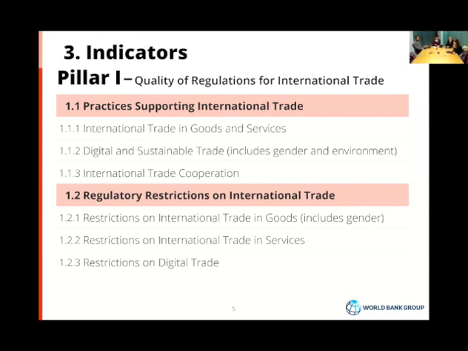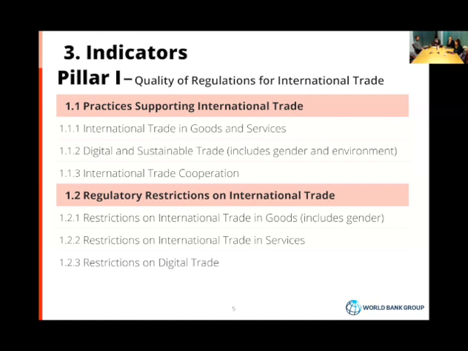The second category, on regulatory restrictions on international trade, pertains to the areas of goods, services, and digital trade, and follows recognized good practices. An effective regulatory framework, we all know, also pursues certain legitimate public policy objectives and may impose certain restrictions that are important to protect public safety, health, environment, as well as to address certain market failures. SPS measures and TBT measures come to mind.